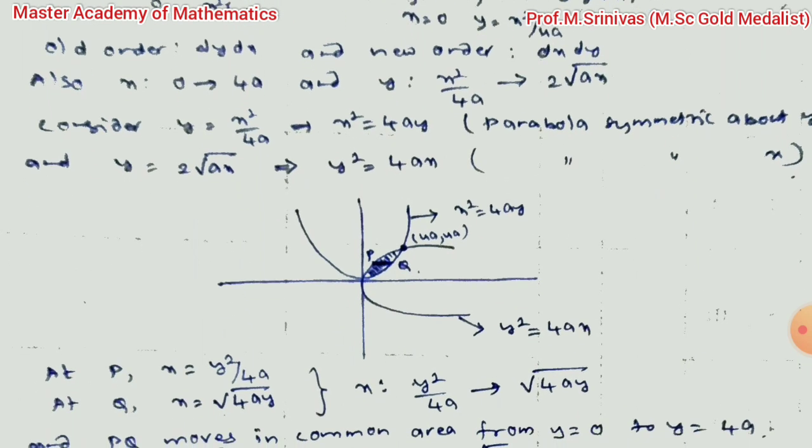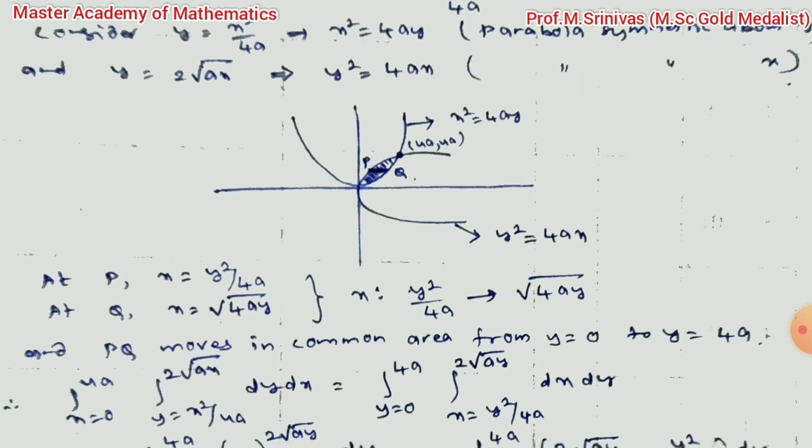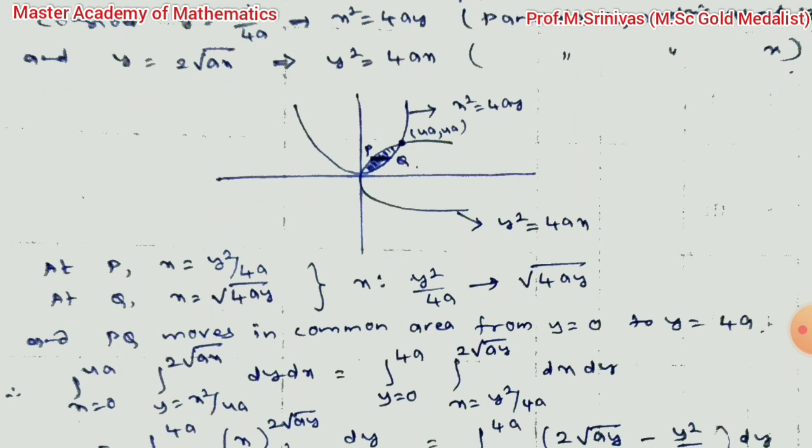PQ is a line drawn in the common area, and at P you identify your x value; that P is present on one of the parabolas. Identify your x value, and Q is a point on the second parabola. Just identify that, and the x limits are y square by 4a to root of 4ay.